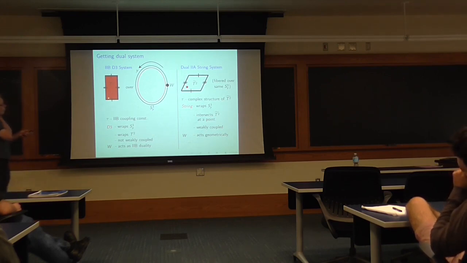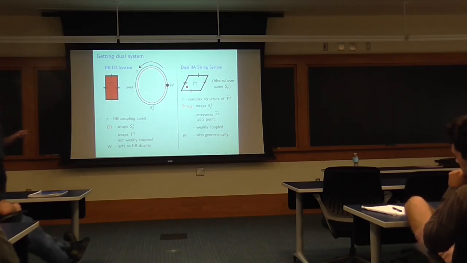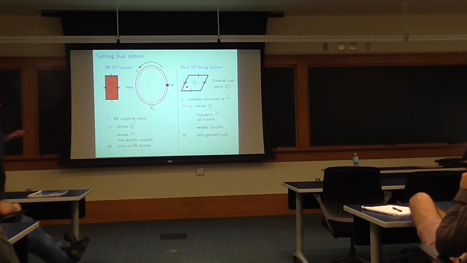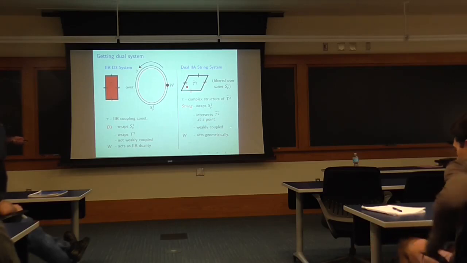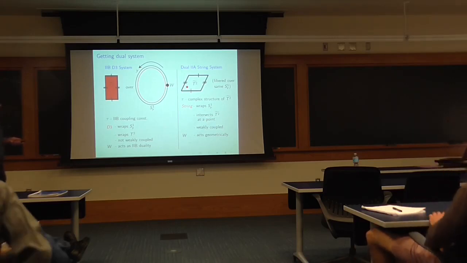The dual system is going to be like that. It's not going to have that original T2, but instead there's going to be another T2, not related geometrically to that at all. But that T2 is going to be non-trivially fibered over this circle. The D3-branes are going to turn into fundamental strings. There are going to be points on this T2 tilde, but they're still going to go around that circle. The tau of type 2B is going to be the complex structure of the new torus. But the strings are going to be weakly coupled, so that's going to be very easy to solve.